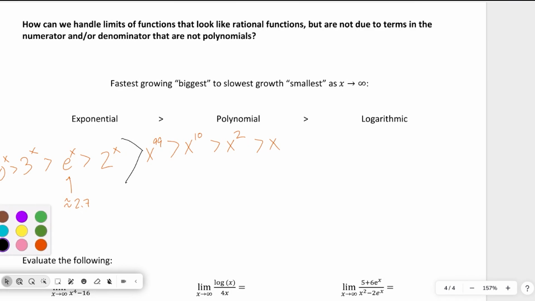Logarithmic functions grow the slowest. And the order there is still based on the base, but it's actually the reverse order because logarithms are the inverse of exponential functions. So if you have something like log base 2, that's going to grow faster than something like natural log, which has a base of e, which grows faster than, say, log base 10.